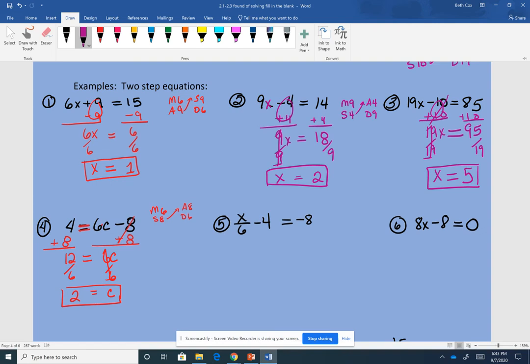And I'm not going to write left to right all the time. And so you really need to think about that. We're not doing left to right all the time. So here we go, number 5. All right, this one's a little different.